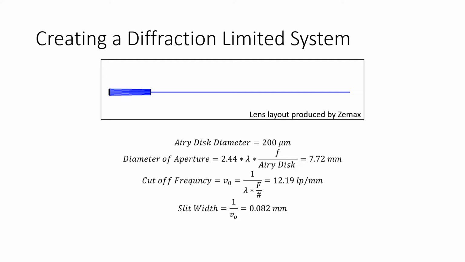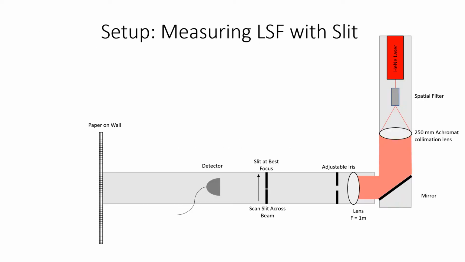Knowing the micrometer has a resolution of about 10 microns and we needed to take at least 20 measurements across the Airy disc, we found the diameter of the Airy disc to be 200 microns. This allowed us to determine the size of our aperture, which we found to be 7.72 millimeters. With the iris set to this size, the entrance pupil of the lens was now determined, and the cutoff frequency of the lens was then found to be 12.196 line pairs per millimeter, and the slit width was set to 82 microns. The slit was positioned at best focus using the same method used earlier in lab.